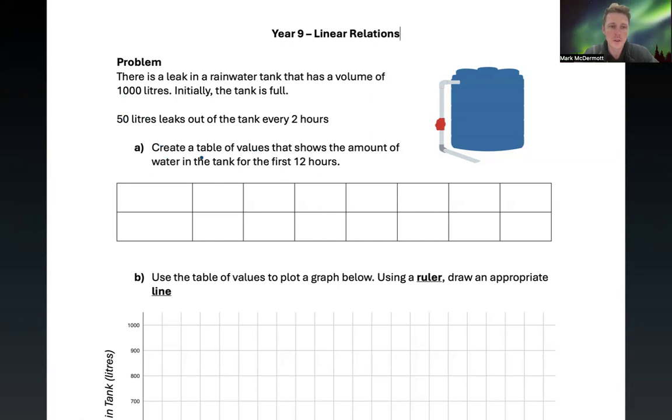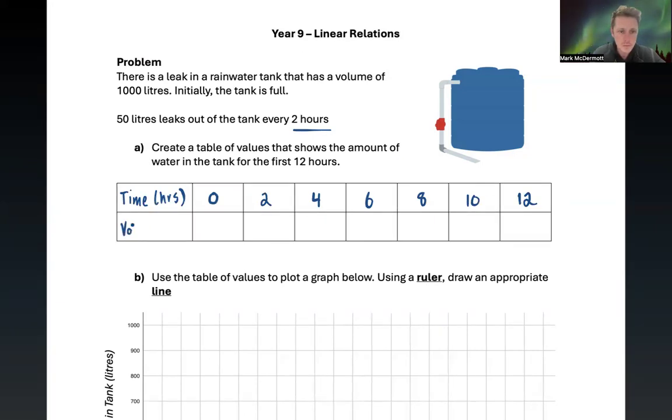So the first part we have to do is create a table of values that shows the amount of water in the tank for the first 12 hours. Okay, so along here, we're going to have time in hours. These are our two variables, right? And we can have 0 hours, after 2 hours, after 4 hours, 6 hours, 8 hours, 10 hours, 12 hours. Now you could have 0, 1, 2, 3, up to 12, but just because it says that every 2 hours, I'm going to do this by going up in twos.